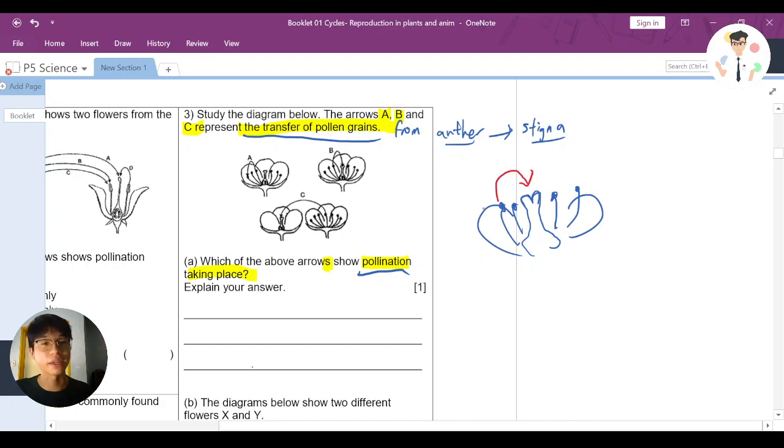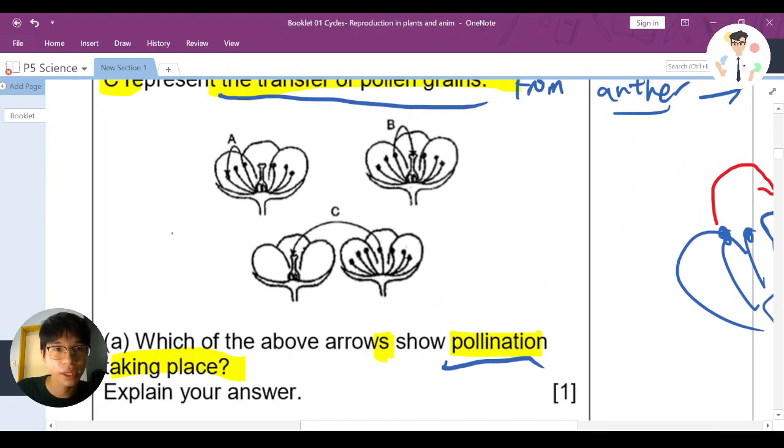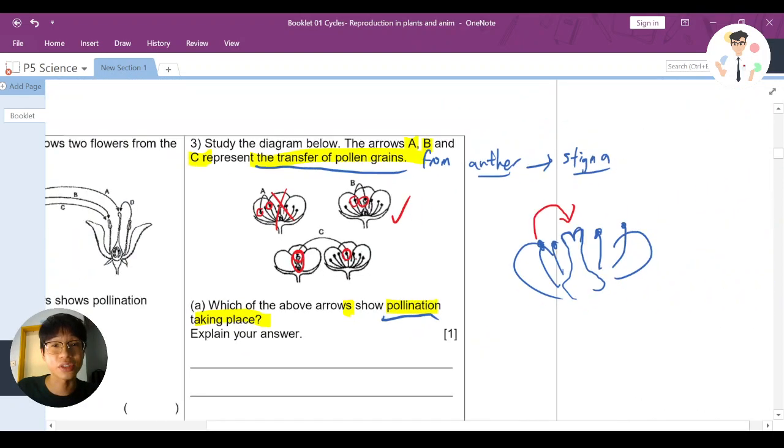So now let's try to identify. A. If you look carefully, it seems that it's from the anther to the anther, right? Let me just zoom in a bit. If you can see carefully, it's anther to anther. So it's definitely wrong. B. Yes, it's from the anther to stigma. That is exactly what we are drawing, right? Although it looks a little bit not nice. And C, here to here. Is it correct? It is anther to stigma. So C is actually correct.